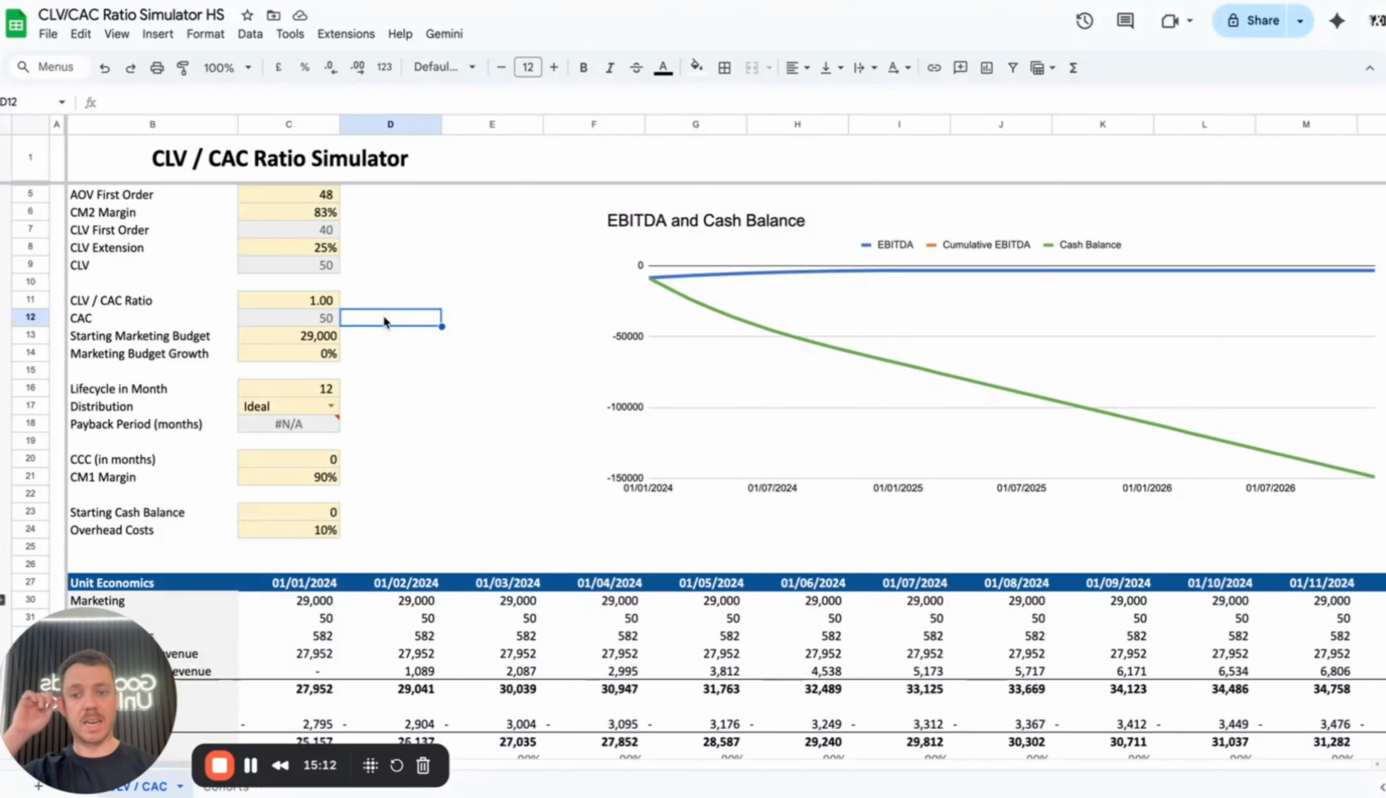In order to get a new customer, and over their lifetime value, they're only making 50 euros. That means on the first order, we automatically lose 10 euros already, and the cash balance of this business would continuously go down, and we would continuously have a negative EBITDA, which is earnings before interest, tax, depreciation, and amortization. We would be making a massive loss.